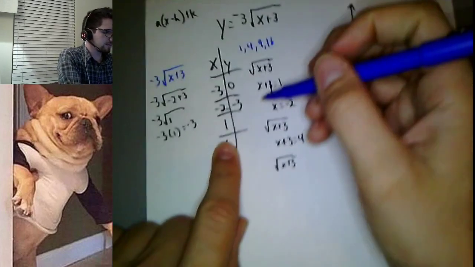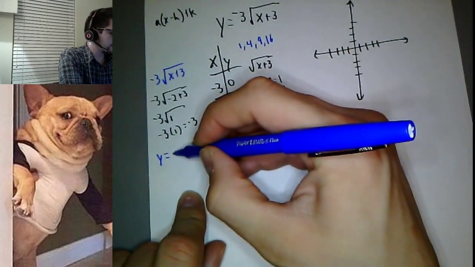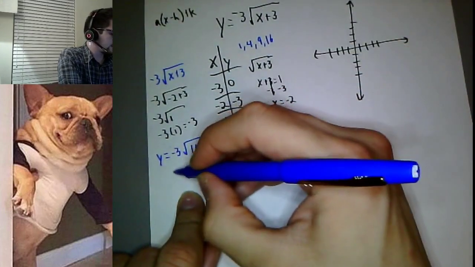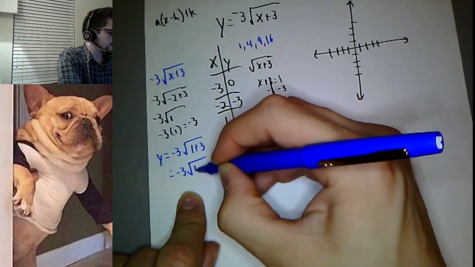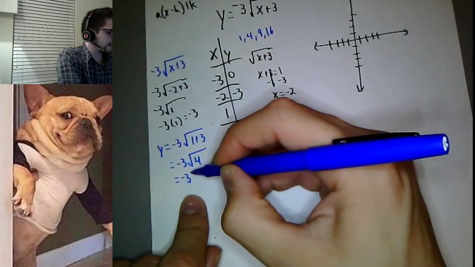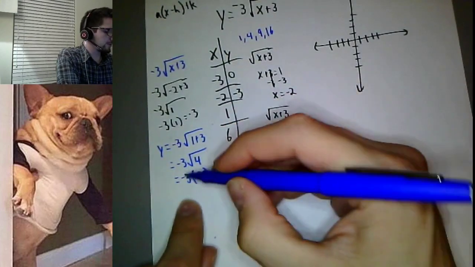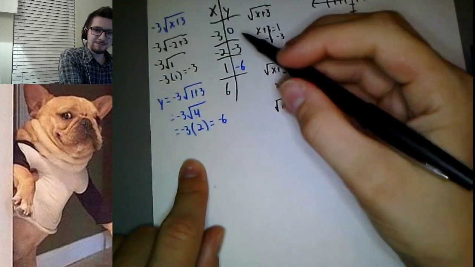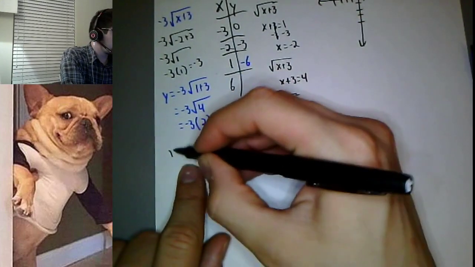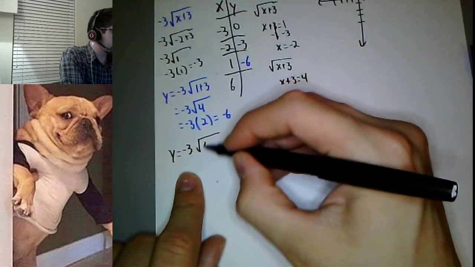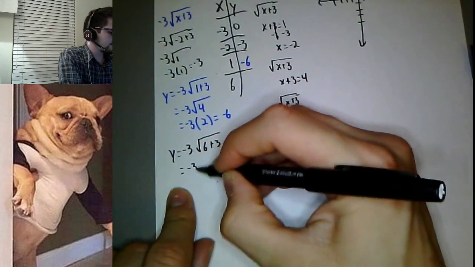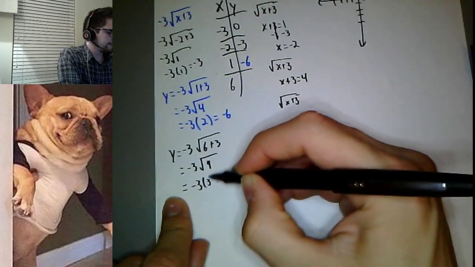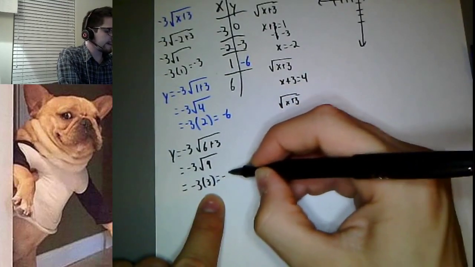All right. Next one, we have 1. So if I plug in a 1, negative 3 times the square root of 1 plus 3. That gives me negative 3 times the square root of what's 1 plus 3? 4. Negative 3 times, what's the square root of 4? 2. What's negative 3 times 2? Negative 6. Last but not least, if I plug in a 6 here, y equals negative 3 times the square root of 6 plus 3. 6 plus 3 is 9. The square root of 9 is 3. Negative 3 times 3 gives me negative 9.